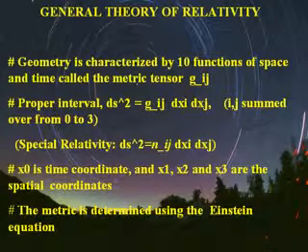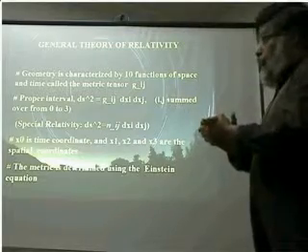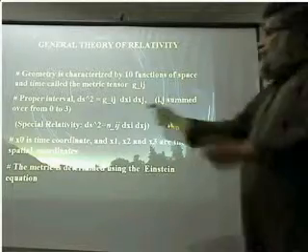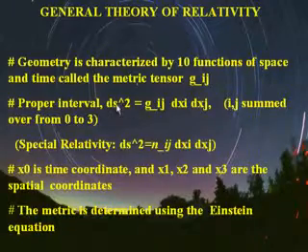What characterizes geometry in a four-dimensional space-time? Remember, when we talked about special theory of relativity, we found that the square of the proper distance is nothing but c square times square of the time interval minus dx square minus dy square minus dz square. In general theory of relativity, the whole thing gets generalized. Now, the square of the distance between two infinitesimally close events, ds square, is equal to g00 into dt square plus g11 into dx1 square, etc.